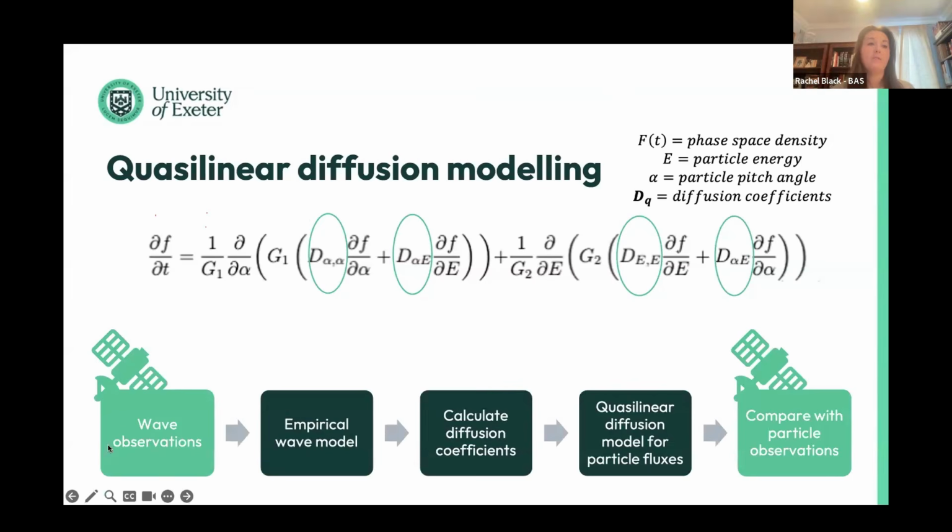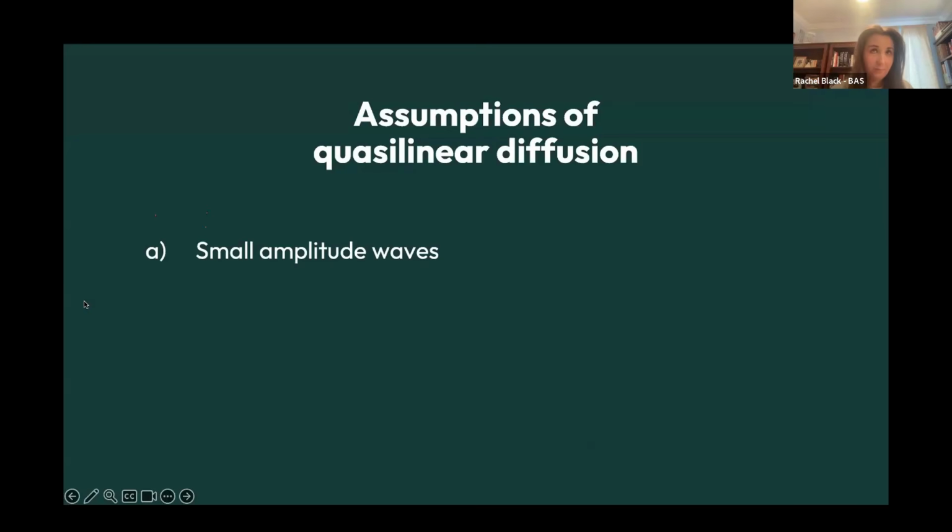To do so, we have to begin with wave observations to create empirical wave models describing the important wave parameters required to then calculate these diffusion coefficients. These are then popped into the diffusion model, which provides out particle fluxes, which we can then compare with observations of the particles. Now, of the stages of this pipeline, I'm going to be focusing on the wave observations in particular today.